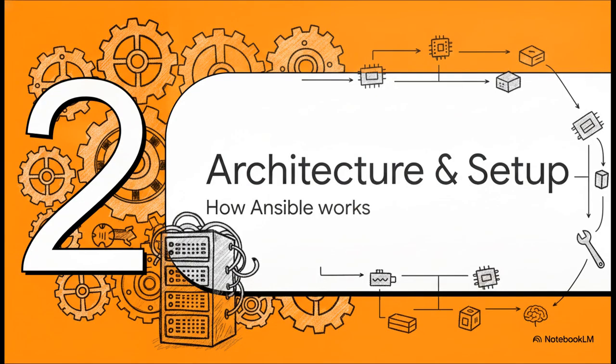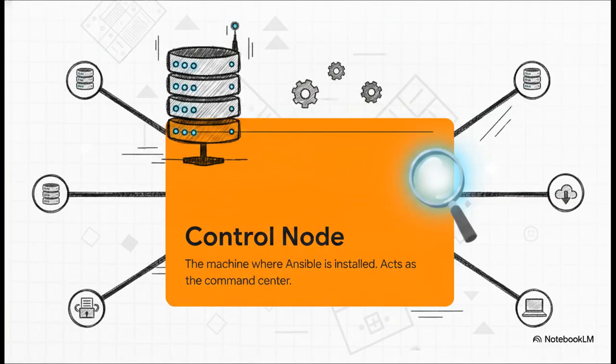Moving right along to Section 2, Architecture and Setup. The entire architecture of Ansible relies on a really simple hub-and-spoke model. Right in the center of it all, you have the control node. This is simply your primary server. Say it's sitting at IP address 192.168.0.100. This is the only machine where you actually install the Ansible software. Think of it as the brain of your entire operation. You sit at this node, and you orchestrate absolutely everything from this one spot.